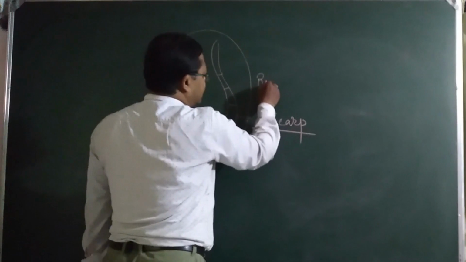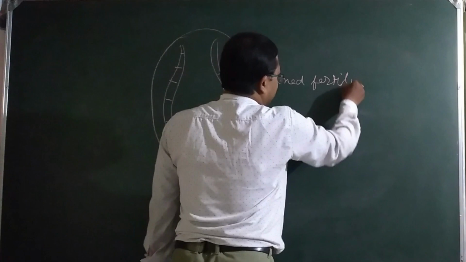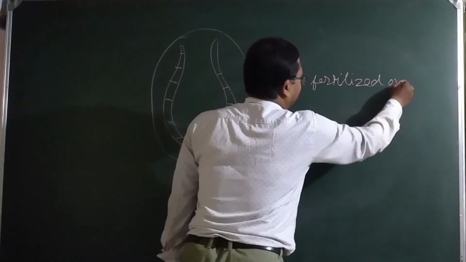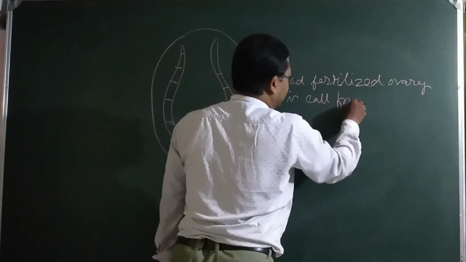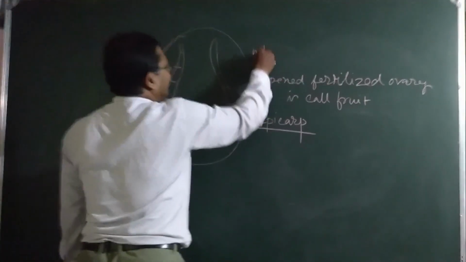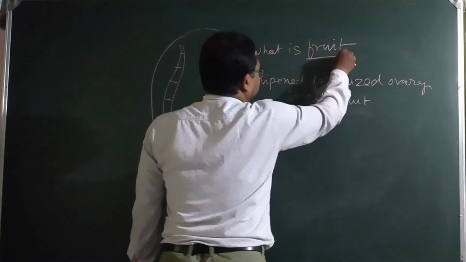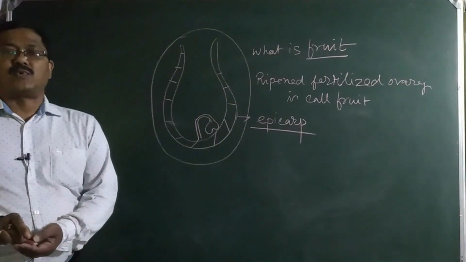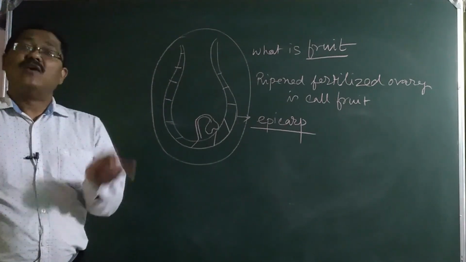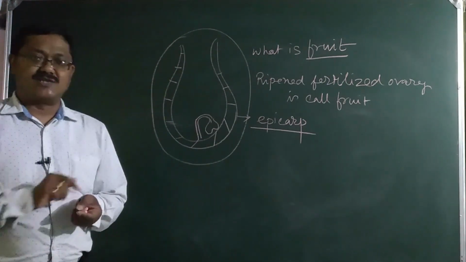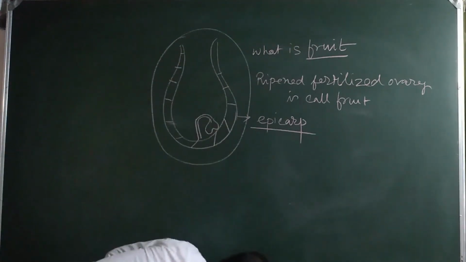This ripened, fertilized ovary is called fruit. What is fruit? Fruit is the ovary that is ripened after fertilization, after producing the seed. Let the question arise, what is grain?